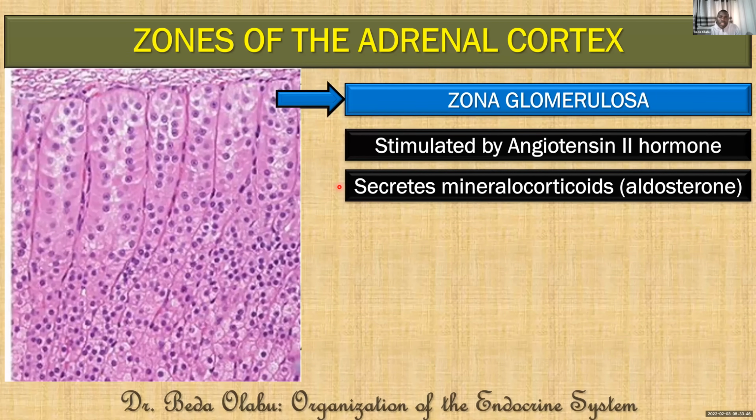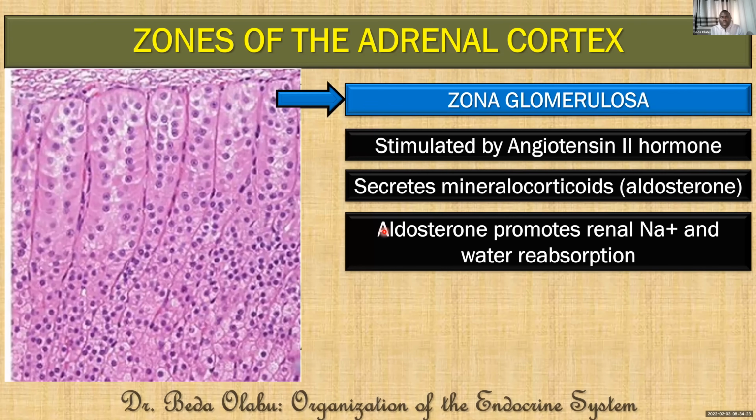Remember, we'd already said that the adrenal cortex produces corticosteroids, steroid hormones from the adrenal cortex. But there are different types of corticosteroids according to the zones. The corticosteroids produced from the zona glomerulosa are corticosteroids which influence mineral levels, and so we call them mineralocorticoids. The main mineralocorticoid hormone is aldosterone.